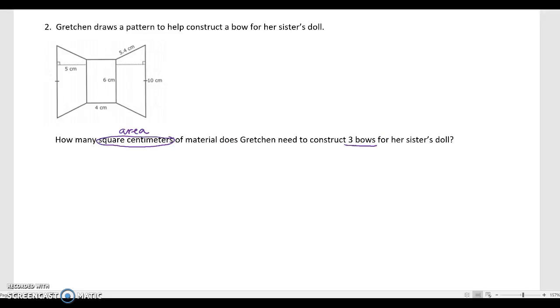Okay, so let's see, what shapes do we see here? So I see, looks like 3 different shapes to me. So I see a trapezoid here, but it looks like an equal trapezoid over here. Okay, and then I see a rectangle here in the middle. Okay, so I'm going to go ahead and start with my rectangle.